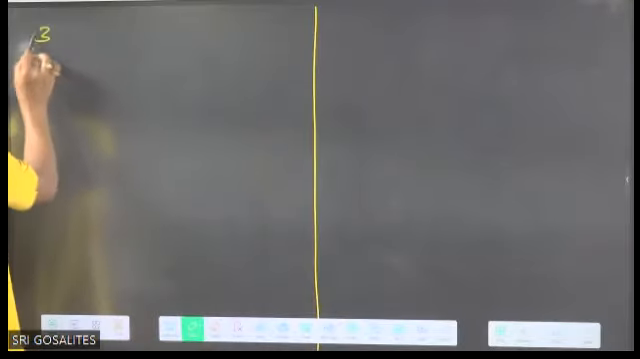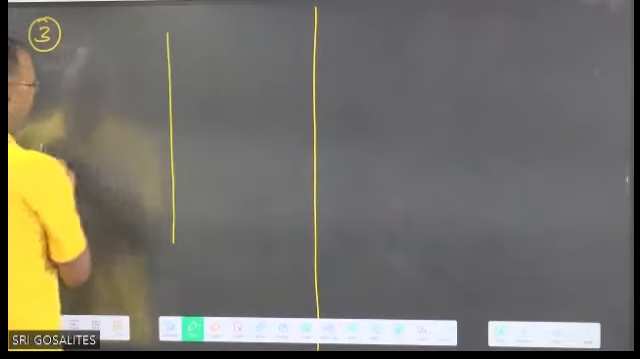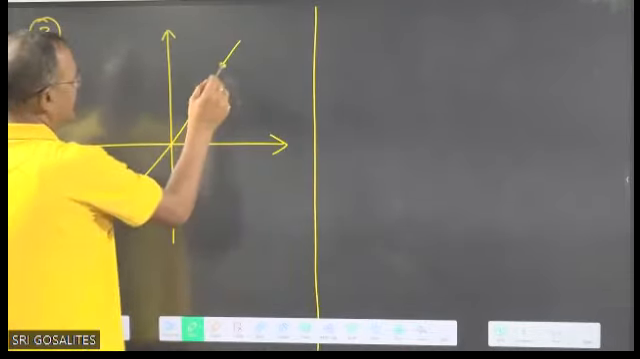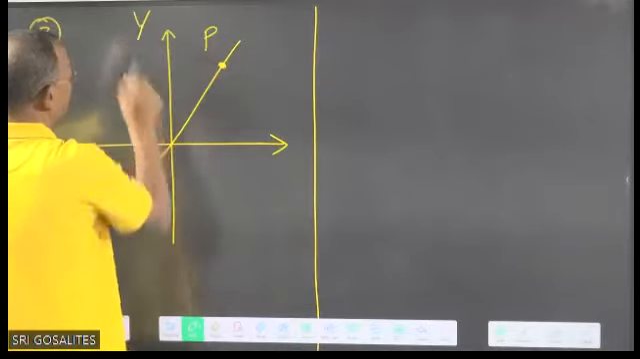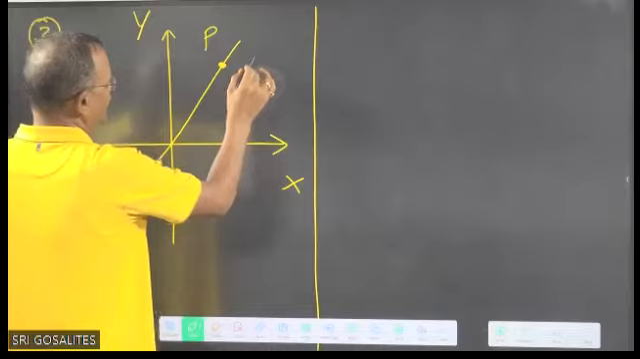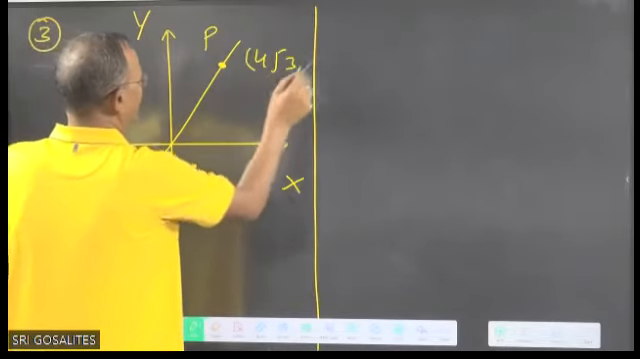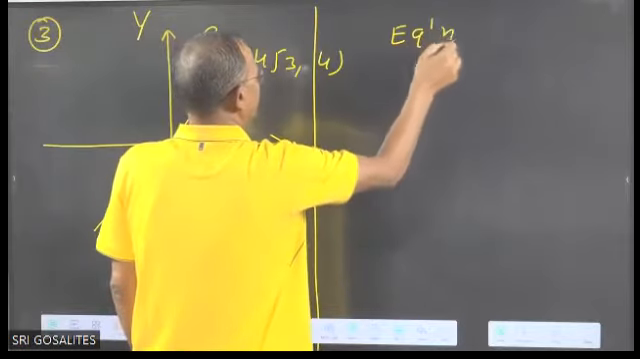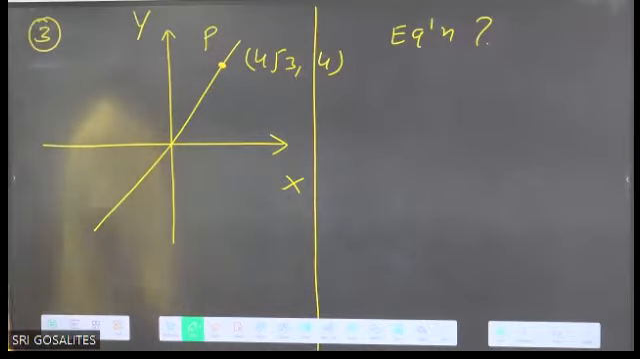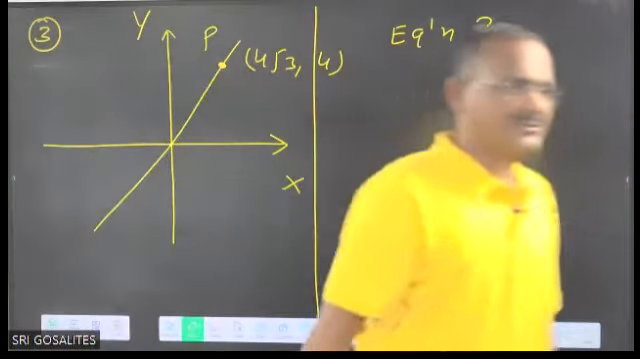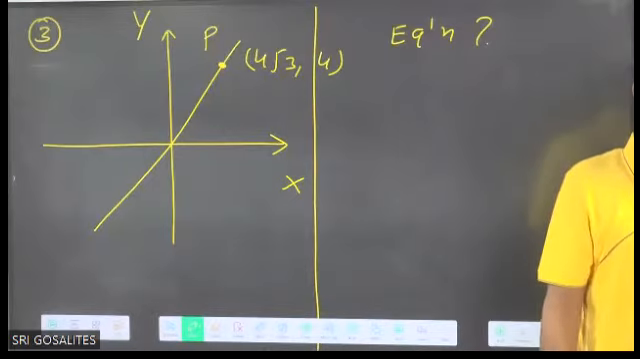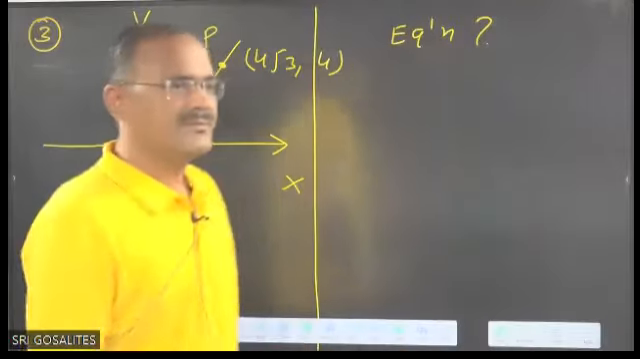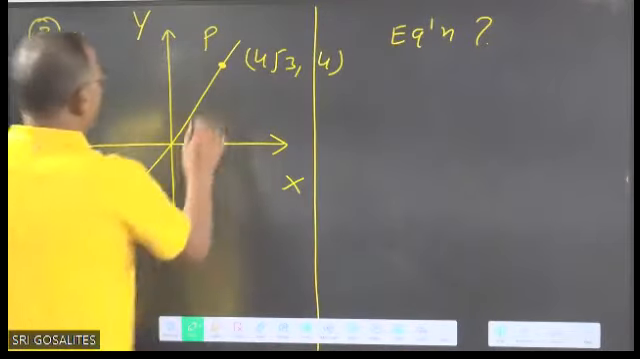See. Now the third question. All of you tell me the equation of this line. There is a line. Here are the coordinates 4√3, 4. Then what is the equation of this line? Come on, tell me. How to get it?